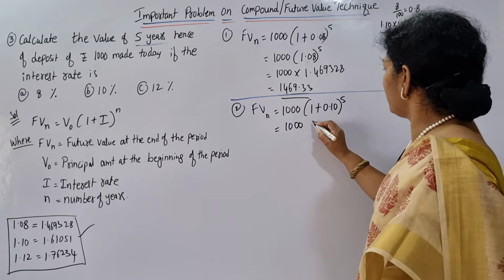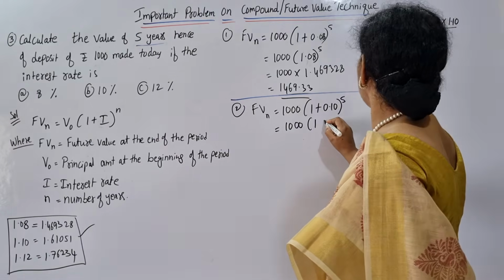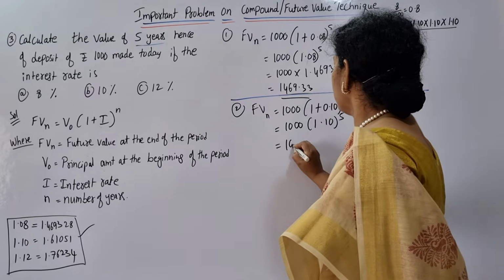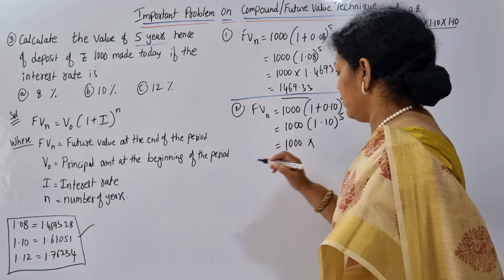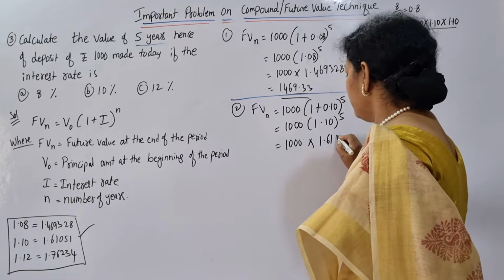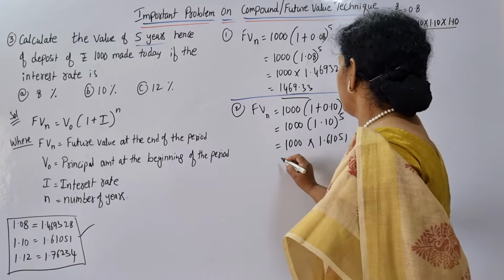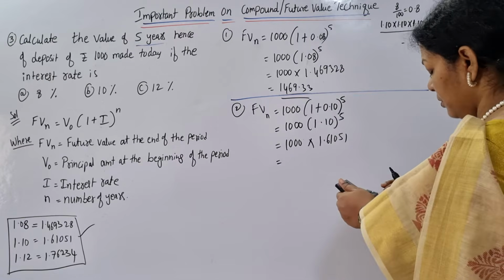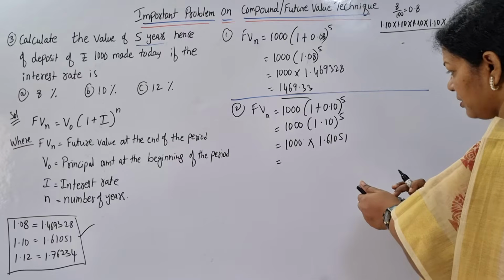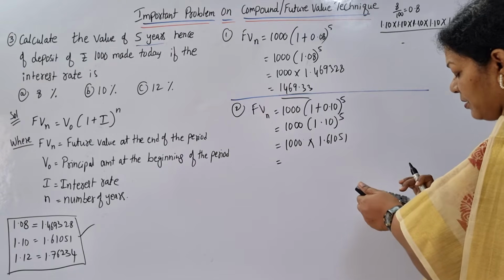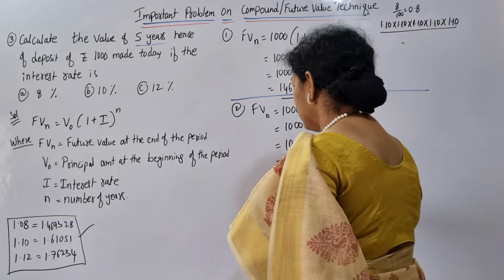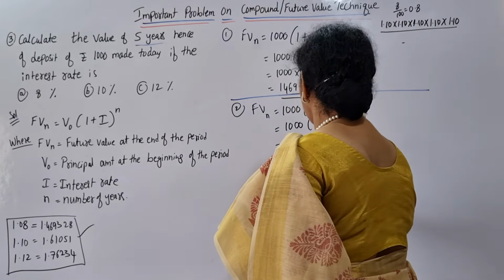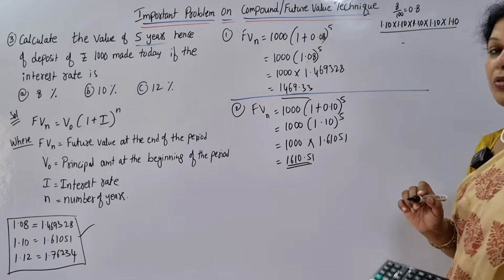Second step, should I write? Yes. 1.10 to the power of 5. Third step is 1000 into value will be 1.61051. So how much you are going to get? 1000 into 1.61051. It comes to 1610.51. Second method is also over.